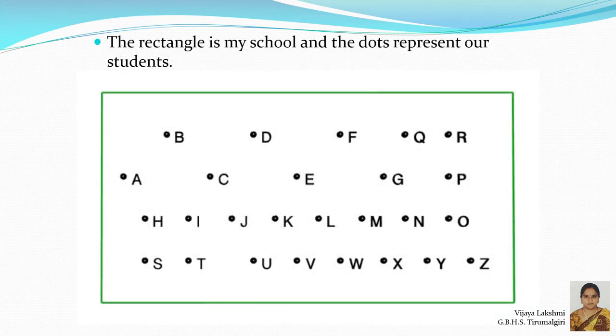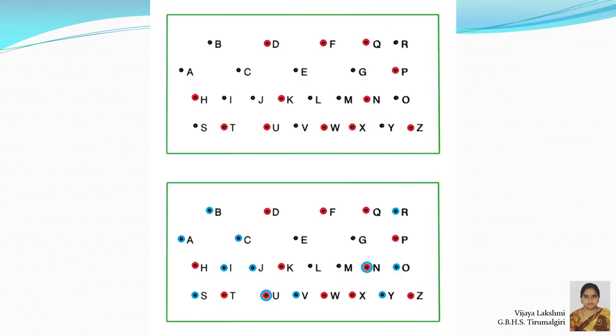Now here you find a rectangle and you find some dots labeled with capital letters. So this rectangle represents my school and all the black dots are my students. Now coming to this figure, you find that some black dots are changed into red in color. So they denote all the Kho-Kho players. And in the second figure, you also find some dots changed into blue color. So all the blue color dots represent volleyball players.